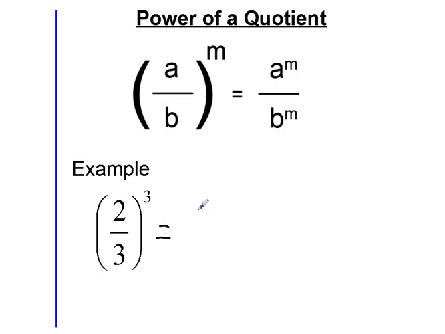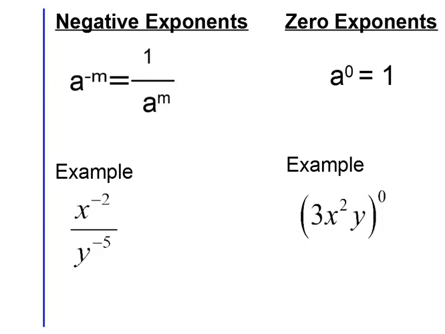So in this example, the 2 gets raised to the third power, and so does the 3, giving me a new fraction of 8 over 27. Our last two properties are negative exponents and exponents of 0.